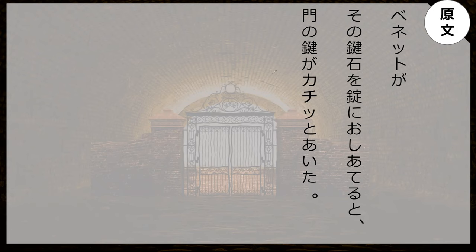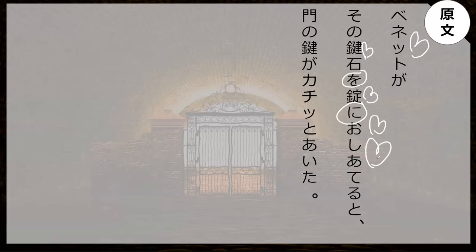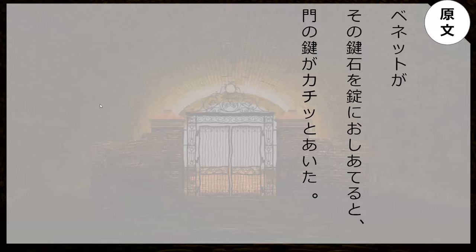So, Bennett pushes the rock that is a key, that rock key, against the lock itself, and as he does that, the key of the door, the key of the gate, it opened with the sound kachit. Perfect. Right after he does that, it opens.